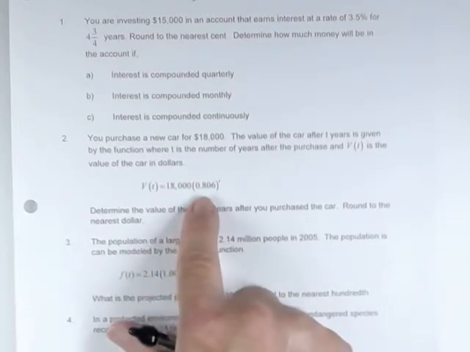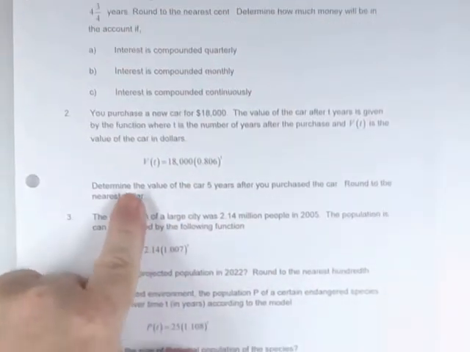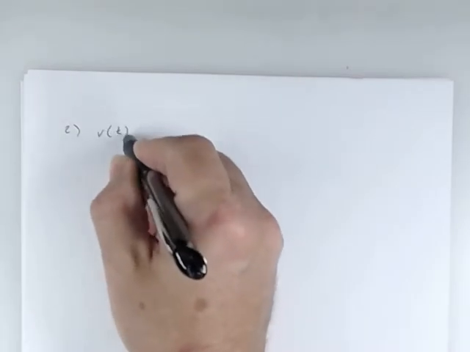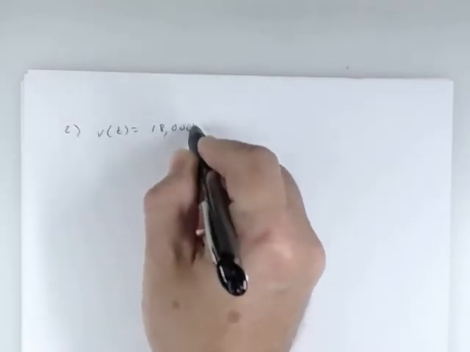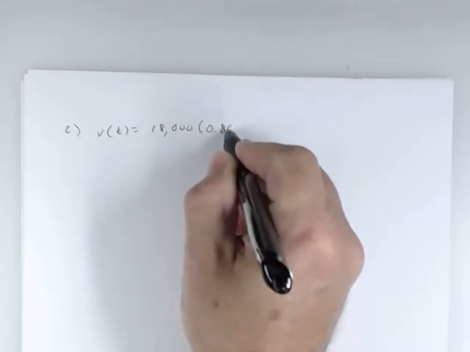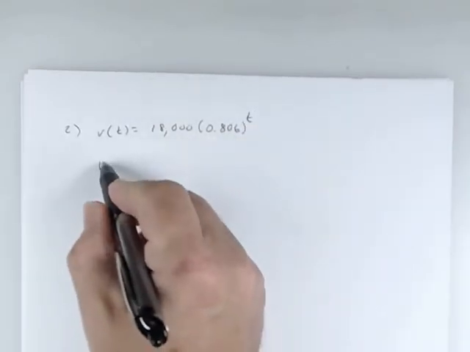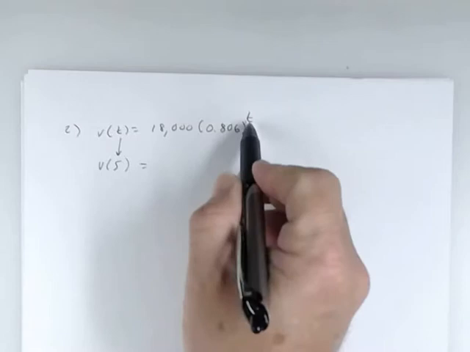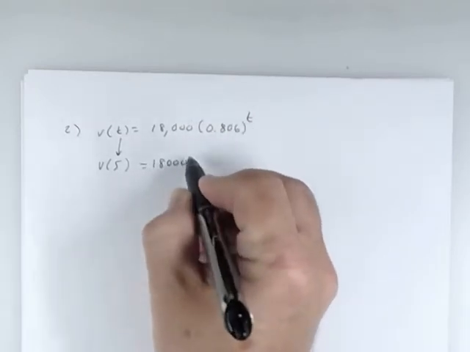All right, and basically all you do is, it says determine the value of the car 5 years after you purchase it. So how do you do that? How do you determine the value of the car 5 years from now? T is 5. So number two, you're told that V of t is 18,000 times 0.806 raised to the t power, and I'm trying to find V of 5, right? Because that's what t is. Y'all agree? All right. So V of 5 would be, wherever you see the letter t, what do I plug in? 5.